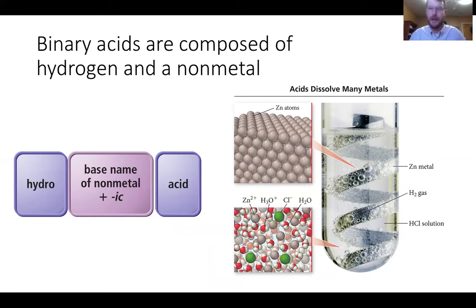So let's say we do HF, right? So F is fluorine. So HF is hydrofluoric acid. Let's do H2S, right? So H2S, it doesn't matter how many H's there are, we name it the same. So H2S is hydrosulfic acid. Okay, so all binary acids are composed of a hydrogen and a nonmetal. That's how we do that.